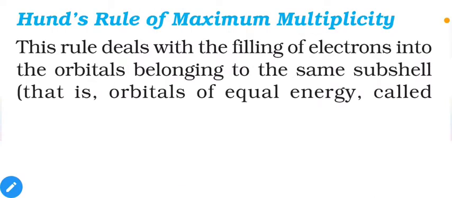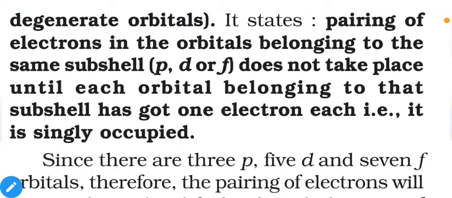Next one is Hund's rule of maximum multiplicity. This rule deals with the filling of electrons into orbitals belonging to the same subshell, that is, orbitals of equal energy, or as mentioned earlier, degenerate orbitals. It states that pairing of electrons in the orbitals belonging to the same subshell does not take place until each orbital belonging to the subshell has got one electron each, that is, singly occupied.